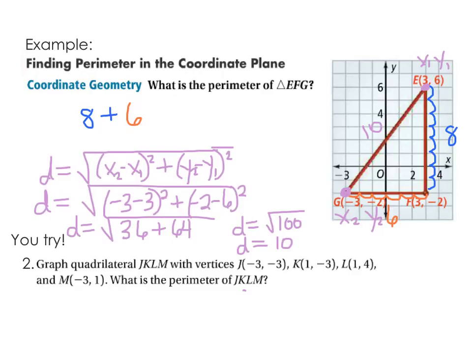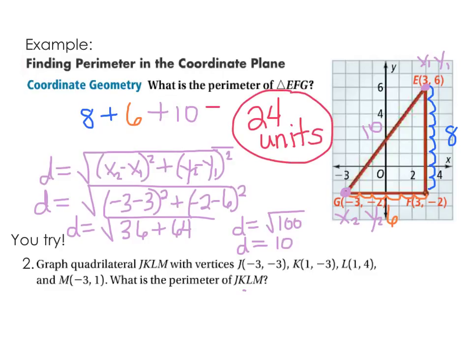So if I want to find the perimeter, I need to add up all my sides. So I have 8 plus 6 plus 10. So our perimeter then, 8 plus 6 is 14, and plus 10 is 24. So I'm going to write that in red. Let's see, 24, and we're just going to say units is our answer.